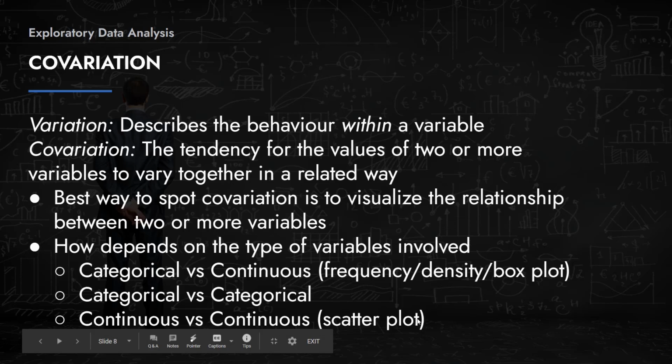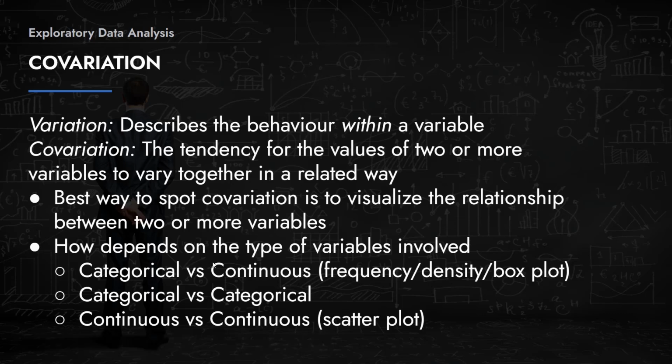And that can be done using a scatter plot or a line graph or whatever. So depending on the type of the variables involved, you're going to be using different plots. So different geom functions in ggplot2.